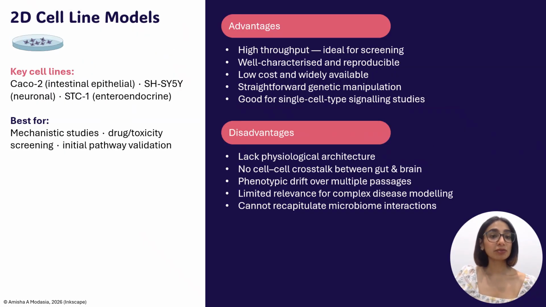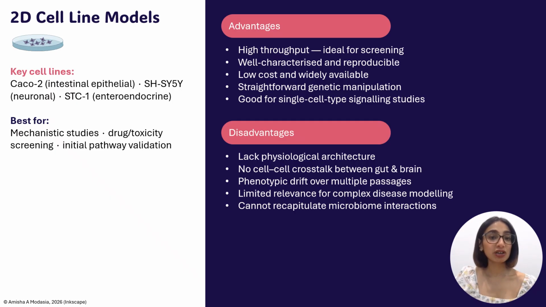So 2D cell line models have been the standard of gut-brain axis research for decades. The most commonly used lines are CACO2, which model intestinal epithelial barrier function, SH-SY5Y, a human neuroblastoma line used as a proxy for dopaminergic neurons, and STC-1, which are widely used to study enteroendocrine cell signaling. These models are best used for mechanistic pathway studies, initial compound screening, and toxicity work, where speed and scale matter more than perfect physiological mimicry.